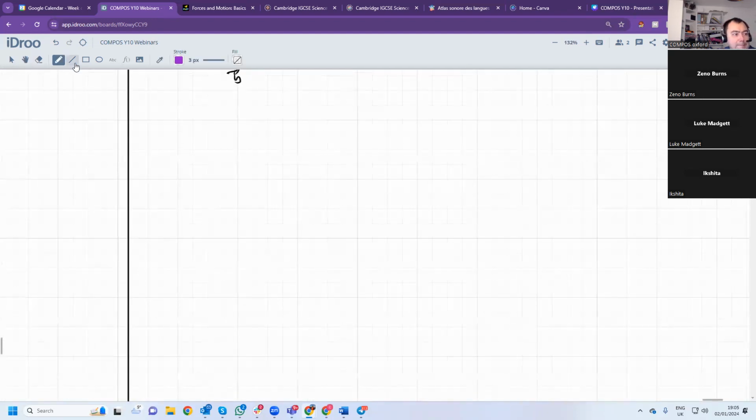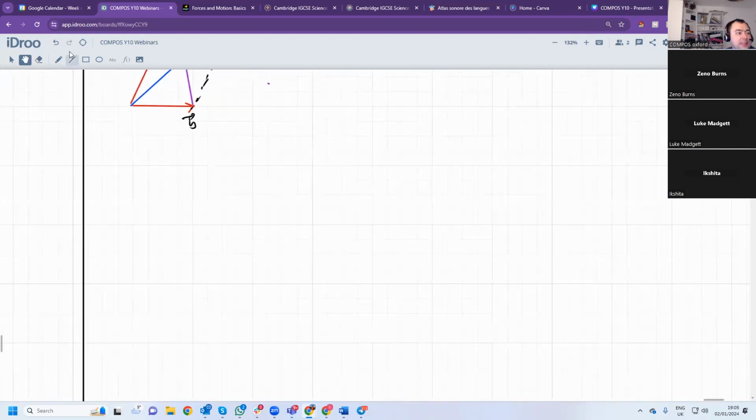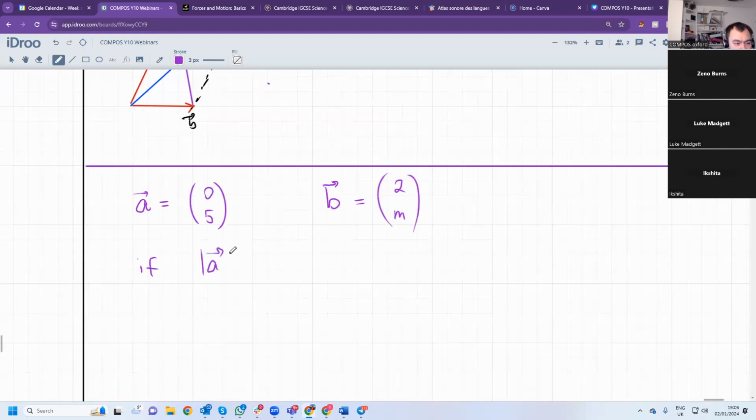So let's invent a problem. Let's say you have a vector A equal to (0, 5), and vector B is, it's going to be too easy, okay, (2, M). If modulus A equals modulus B, find M.